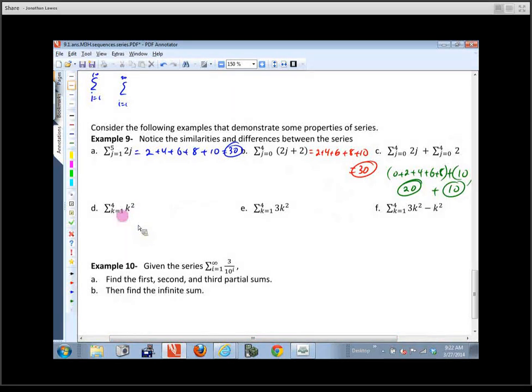Let's take a look at this next one. This starts at 1 and goes to 4, and these are all the perfect squares. So this is going to be a 1, a 4, a 9, and a 16. Now, oddly enough, if I add those together, what do I get? I happen to get 30.